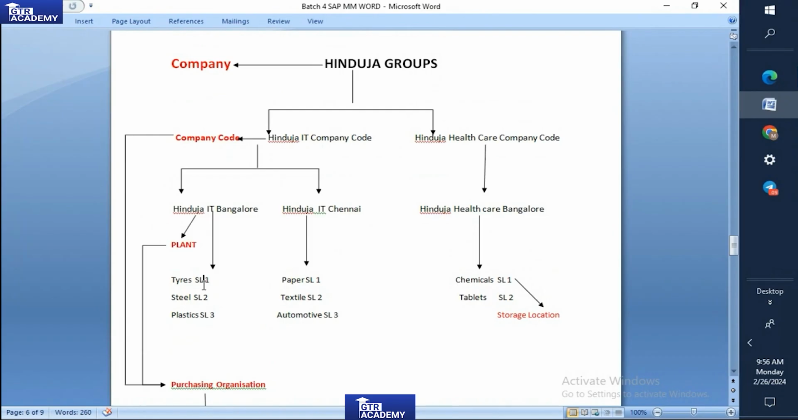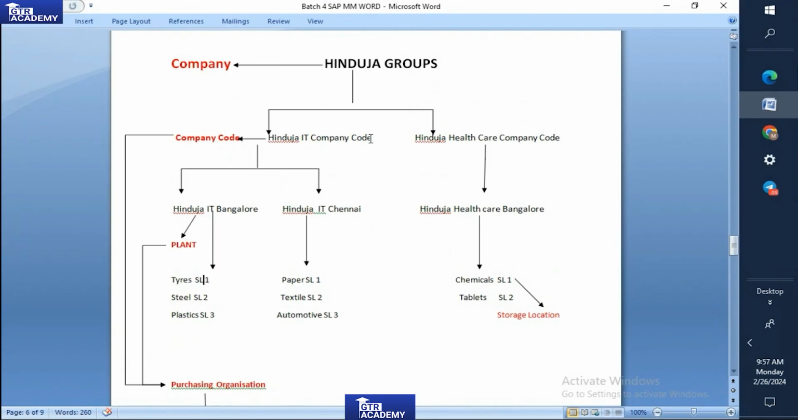Yeah. Srinivas, can you tell me what is the difference between company code and plant? Yes. Company code is a different sector, I think, and plant will be the production. See, company code is the independent accounting unit.